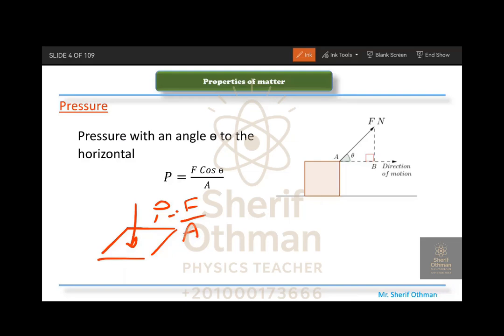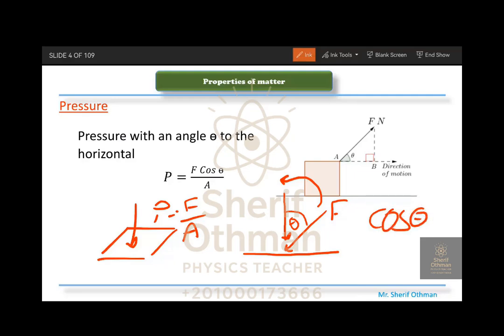But if the force is applied at an angle to the surface, here is the force applied. As we said before, we are unable to deal with a force in two dimensions, or any vector quantity in two dimensions. So I have to return it back to one dimension, returning back to the previous state, where the angle between the perpendicular, the vertical, and the force itself will be cosine theta.